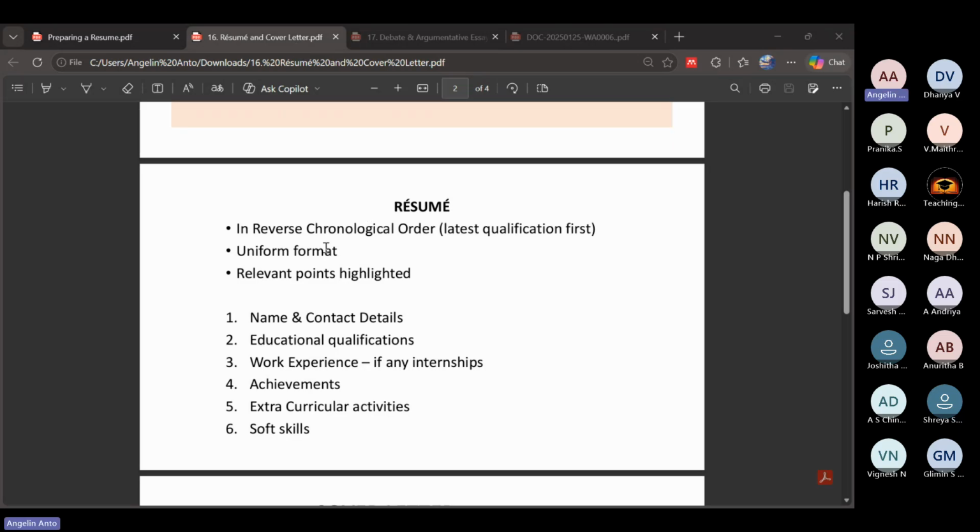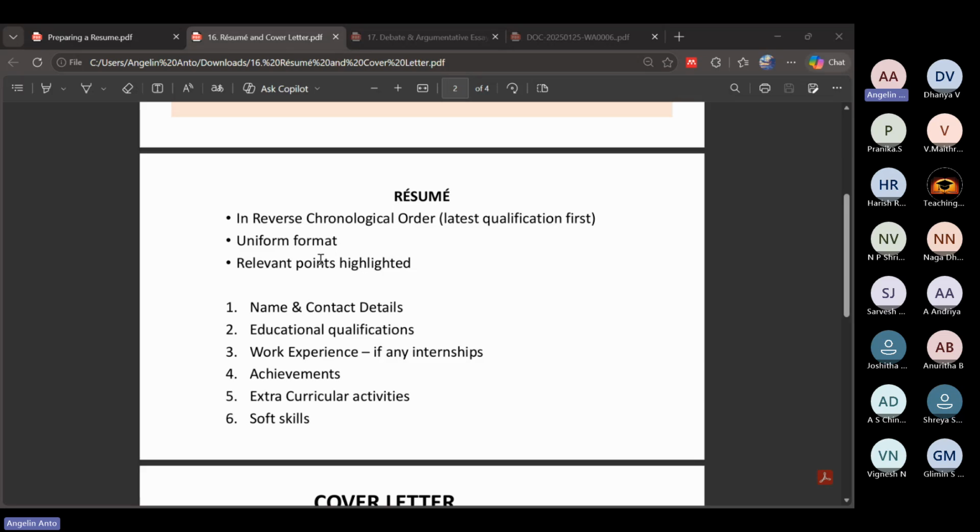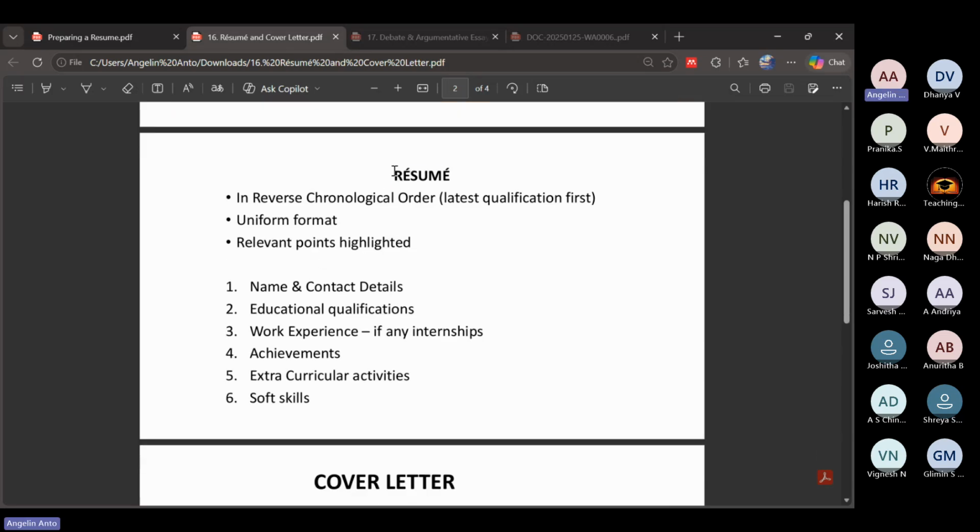And you won't have it in words. You will have it in a uniform tabular format. So you won't have any sentences like, oh, in 2026, I took this job. Rather than that, you will have 2026 hyphen this job. I'll show you some examples. And then relevant points highlighted, but that isn't necessary.